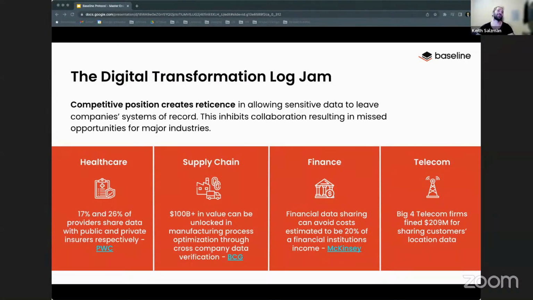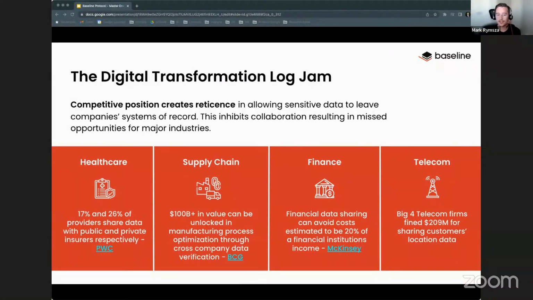So the point of this slide is that the competitive position creates reticence. Currently, you have a competitive position that's created by the fact that you're not sharing that sensitive data, an interaction between two entities. Then the slide gives the reasons why, even in that case, you should want to share it, even if it's through the baseline protocol, even if it's obfuscated or obscured in some way. Is that what this is about?